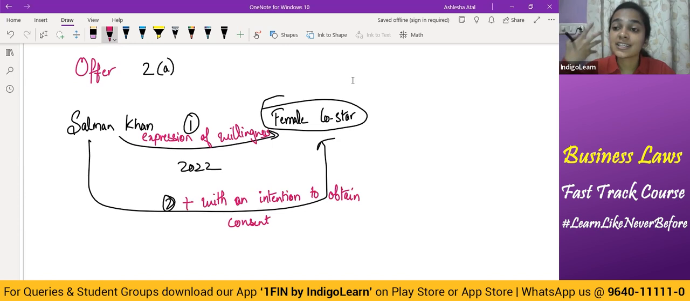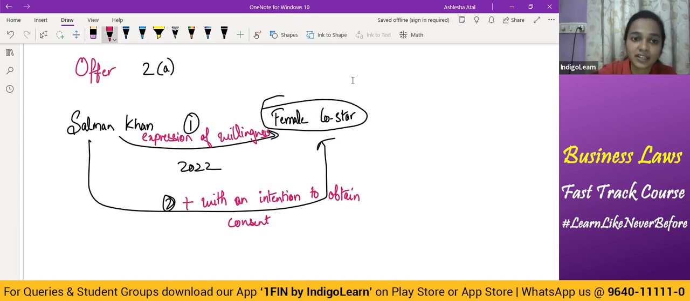So when a person signifies his willingness to do something or not to do something to some other person with an intention to obtain the assent of the other party to do or for not doing that particular thing, we say that a proposal is made, or we say that an offer is made. So for offer, we have one equation here, and that is expression of willingness plus intention to obtain consent or intention to obtain the assent of the other party.